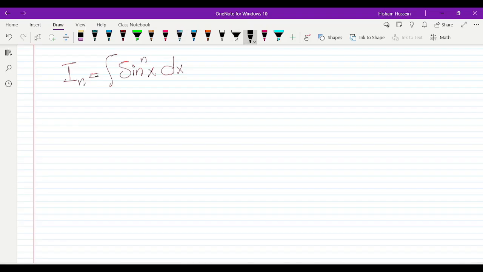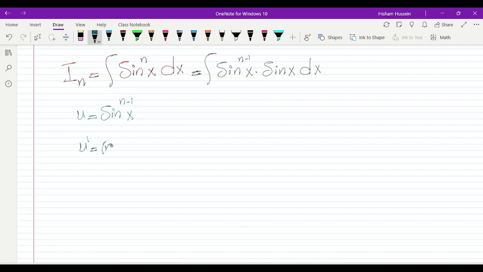Here we can do the same by splitting the sine to the power n into a product of two functions. The first one is sine to the power n minus 1 x times sine x dx. As we know, we will follow the integration by parts technique. U is sine to the power n minus 1 x. U dash here is n minus 1 times sine to the power n minus 2 x times the derivative of sine, which is simply cosine x. V dash is sine x. So V in this case would be negative cosine x.